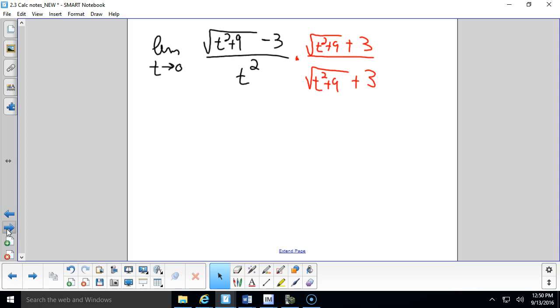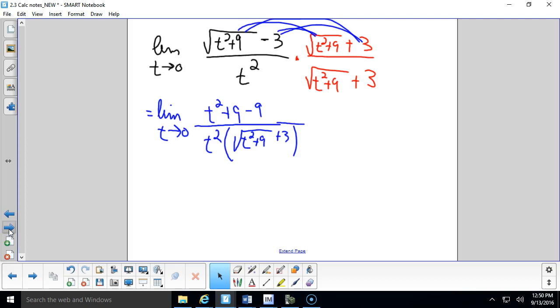This has a name. Anybody remember it? High five that boy and girl if you remember the name. Nice. It's a conjugate pair. Square root of t squared plus 9 minus 3, and square root of t squared plus 9 plus 3. That's a conjugate pair. And when you multiply those together up there, fun stuff happens. Now it's a binomial times a binomial. Fun word of the day is FOIL.